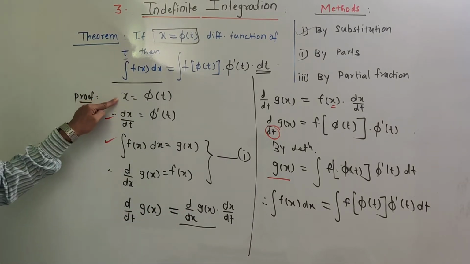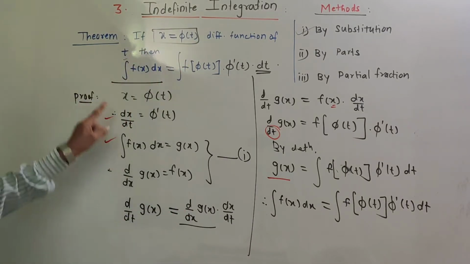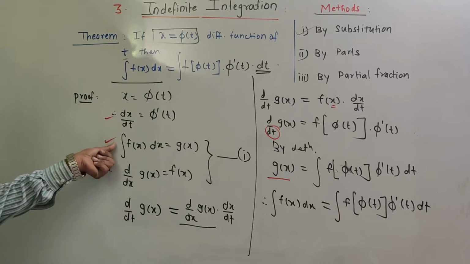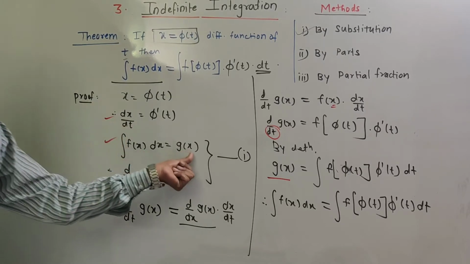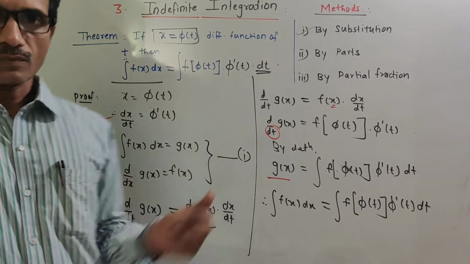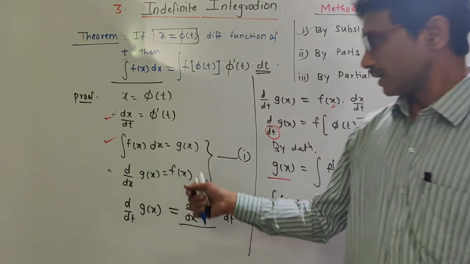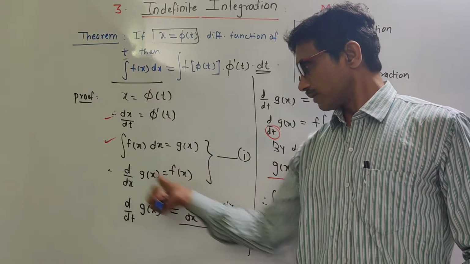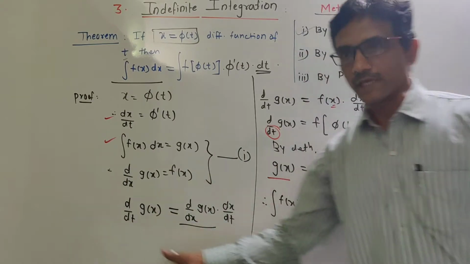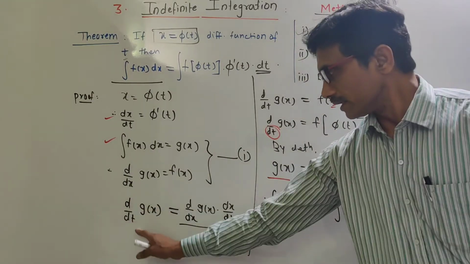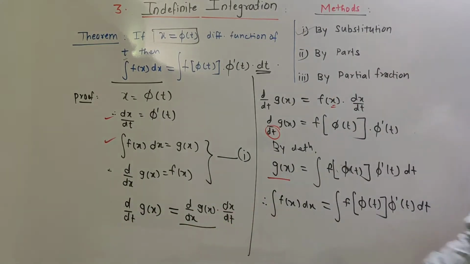We start with what is given: x is equal to phi of t. Then this is the step: integral f(x) dx, we take it as g of x, and the derivative of this will be f of x. Here we use the chain rule of derivative: d/dt is equal to d/dx into dx by dt.